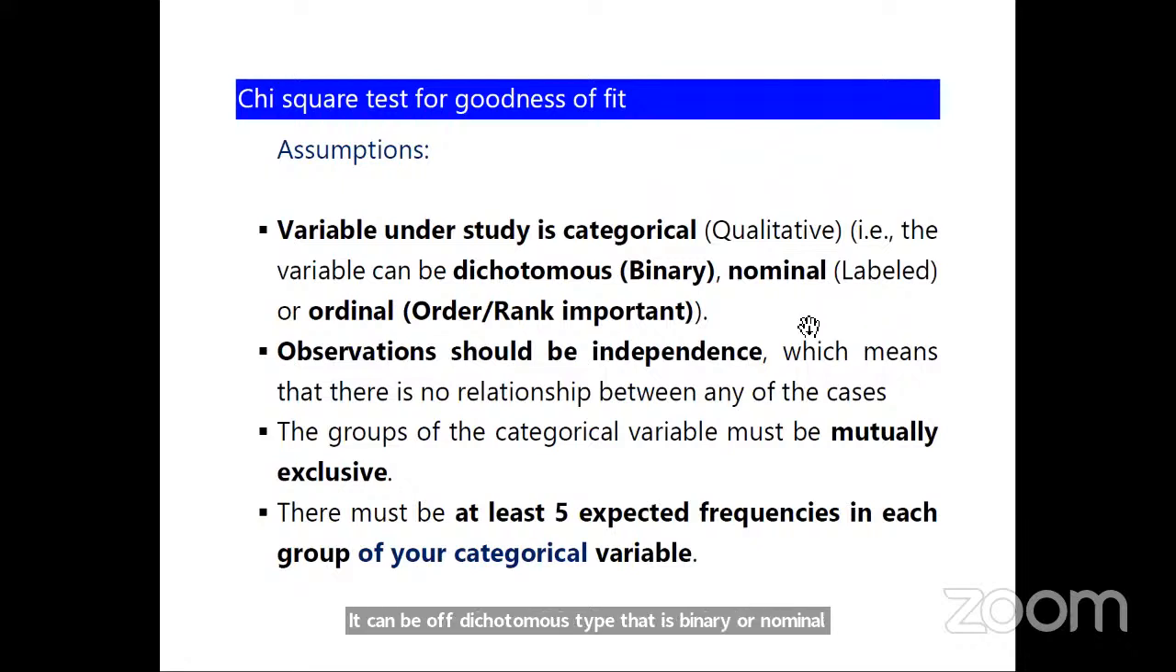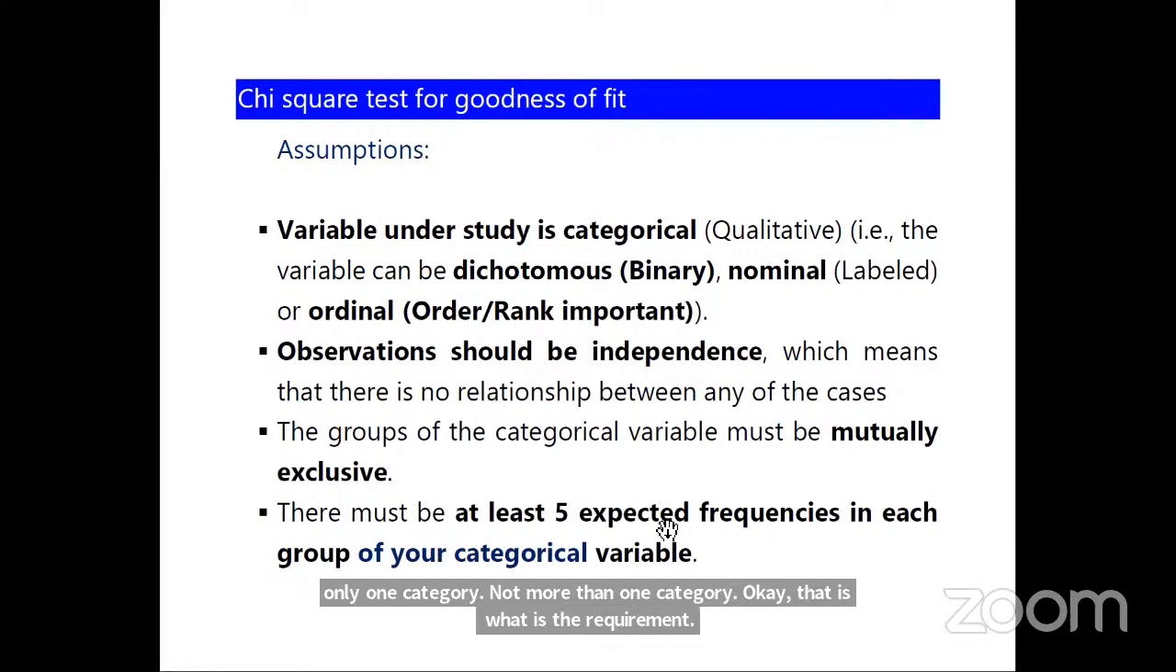Any type of data you can consider under this. Of course, the observations should be independent. Then the groups of the categorical variable must be mutually exclusive. Means what? Whatever the sample is, it should belong to only one category, not more than one category. That is the requirement.